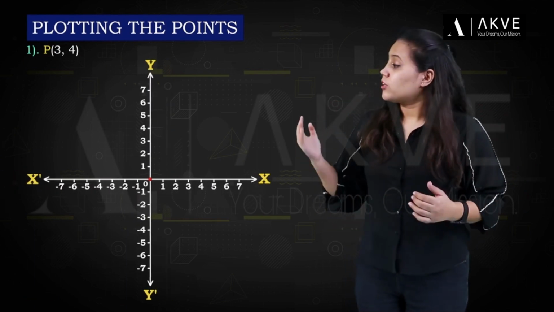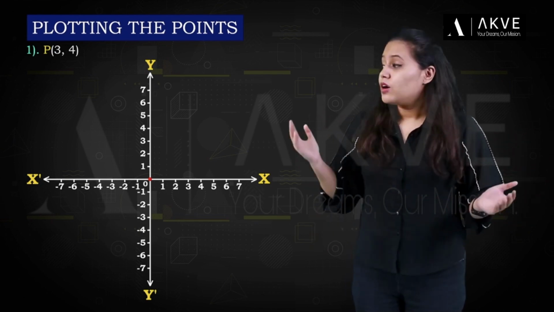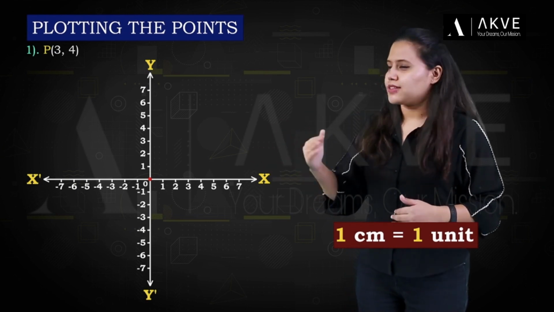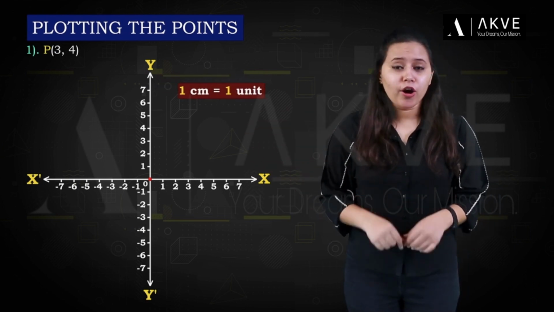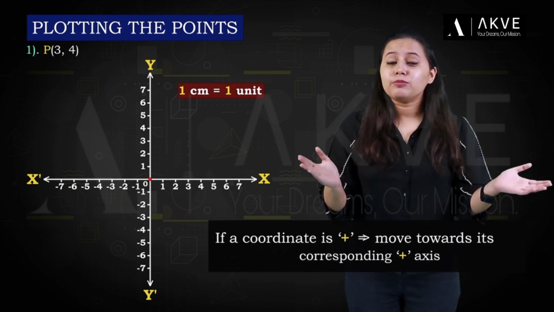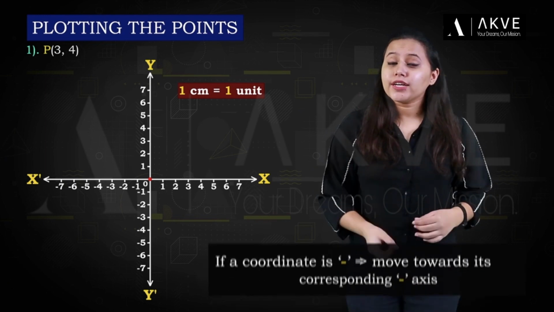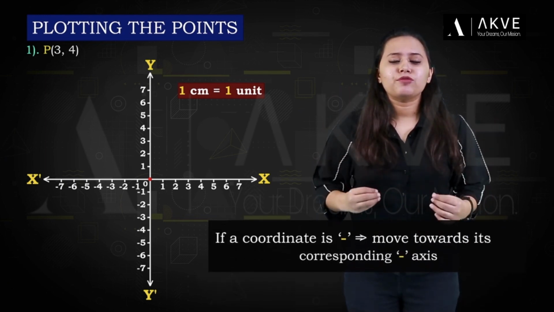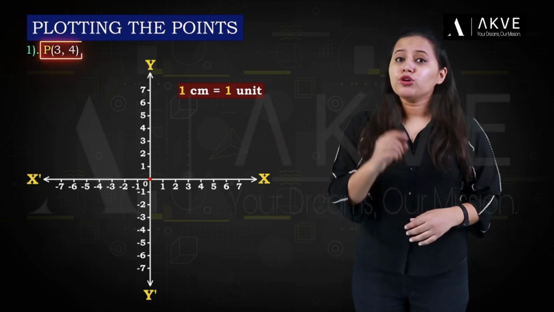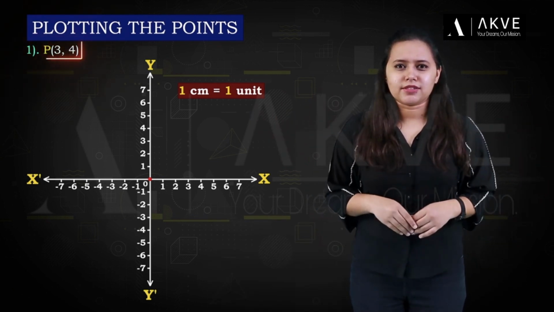We first draw the coordinate axes and choose our units such that 1 centimeter represents 1 unit on both the axes. Before plotting a point, remember that if a coordinate is positive, we will move towards its corresponding positive axis. And if a coordinate is negative, we will move towards its corresponding negative axis. Here, both the coordinates are positive, so we will move towards the positive axes.